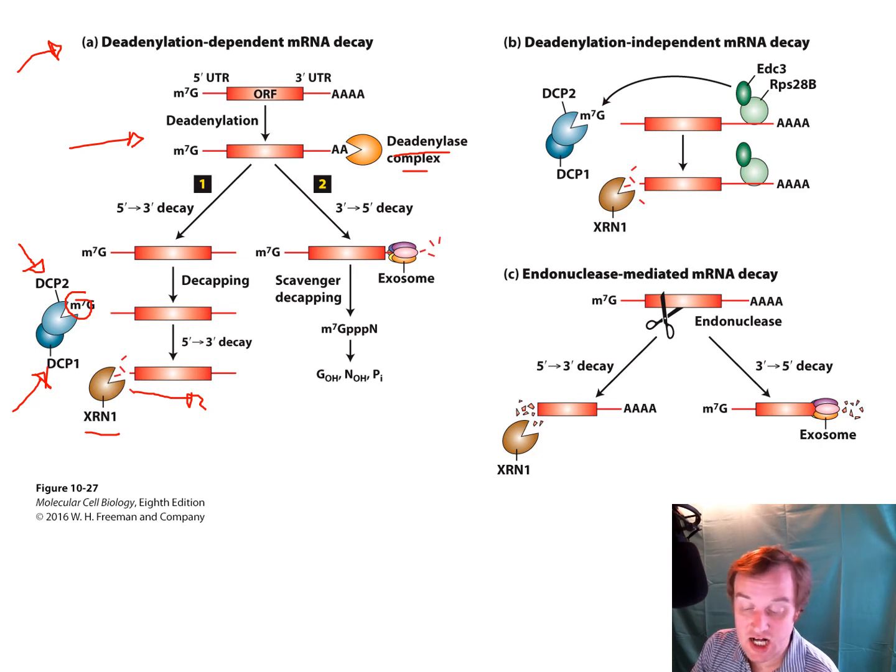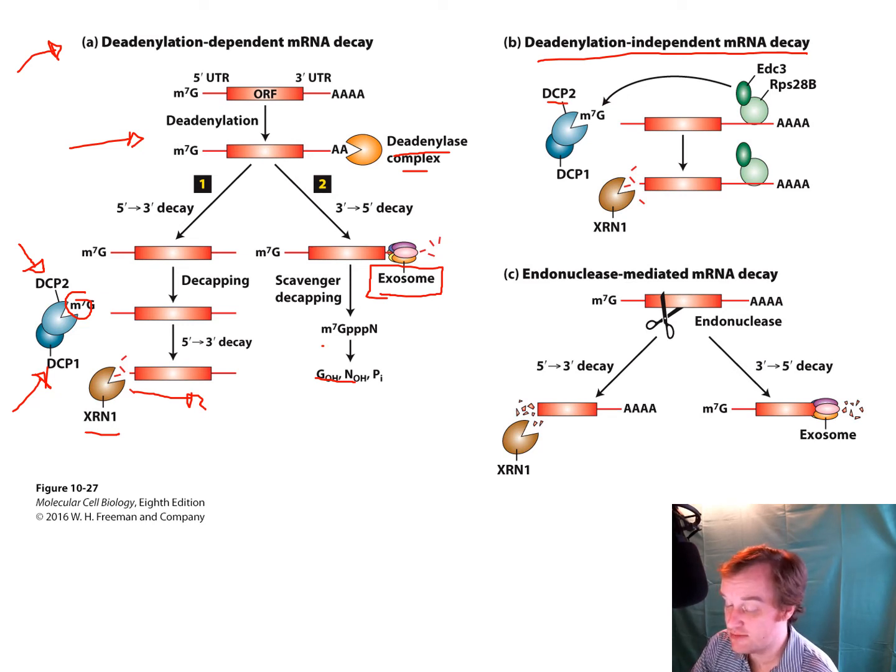Now, the other way that this can occur in the deadenylation pathway is that no exonuclease comes in, but instead we have a 3' to 5' exonuclease that is present in the exosomes in the cytoplasm that will chew it from the poly A tail side and will then break it down into its nucleotides.